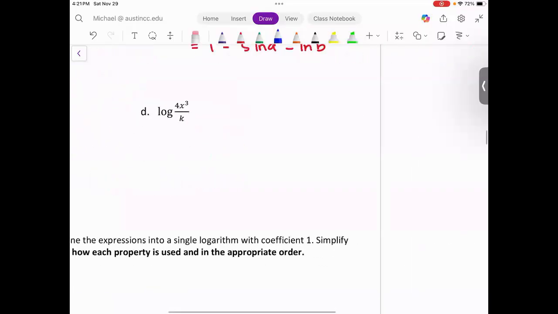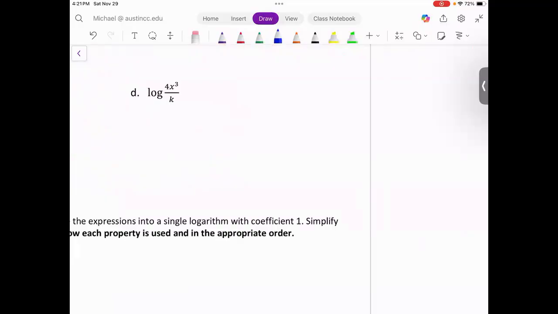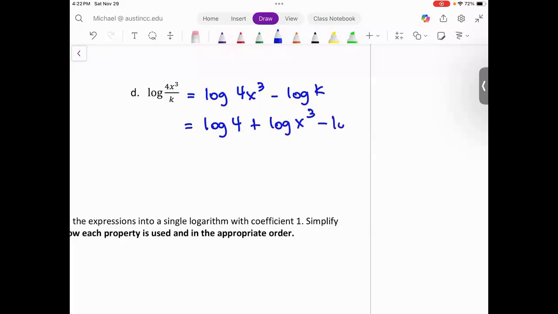Last one of these, log of 4x cubed divided by k. So again, use that quotient property first and get rid of that denominator. So we're going to have log of 4x cubed minus log of k. Okay, there's not much we can do with log k, but log 4x cubed, we can use the product property. So we're going to have log of 4 plus log of x cubed minus log of k.